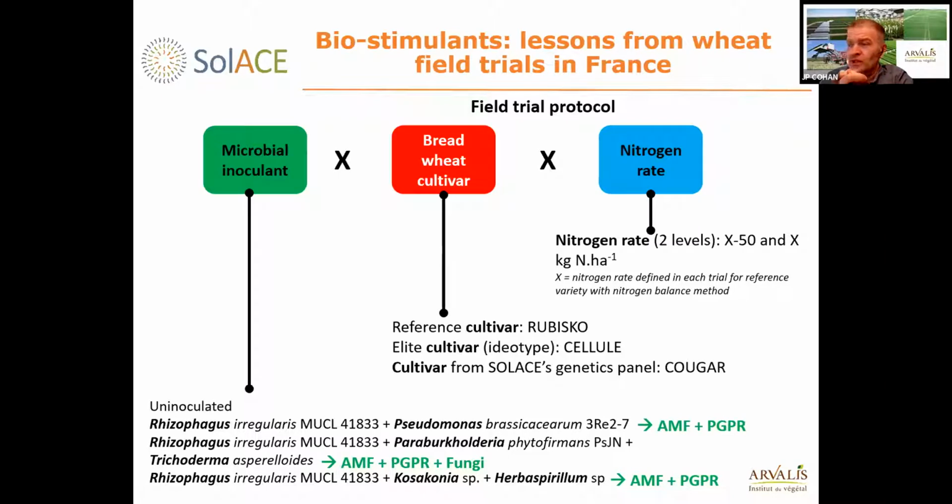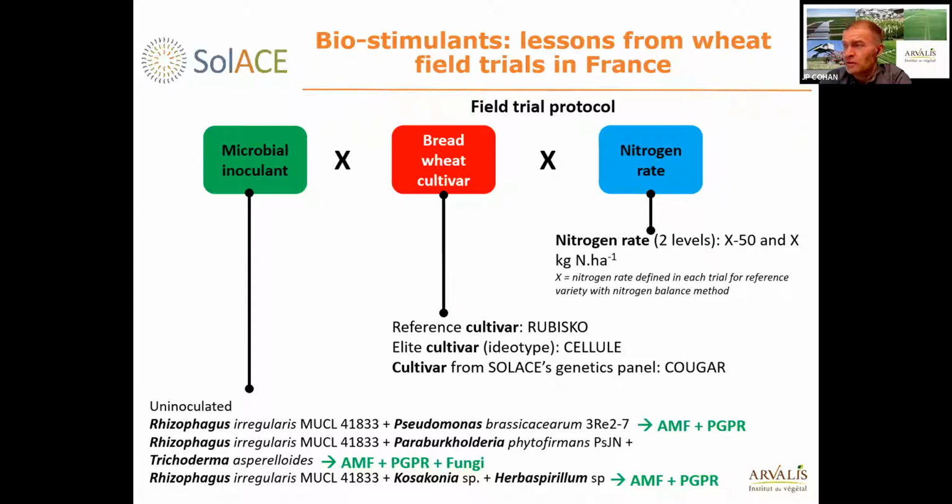The first one, I won't try to pronounce the Latin name of the organism because it's quite difficult. But to resume, the first one is a mixture of Mycorrhizae and plant growth promoting Rhizobacteria. The second one is also an association between Mycorrhizae and bacteria, but also with another fungi. And the last one is another association of Mycorrhizae and plant growth promoting Rhizobacteria.